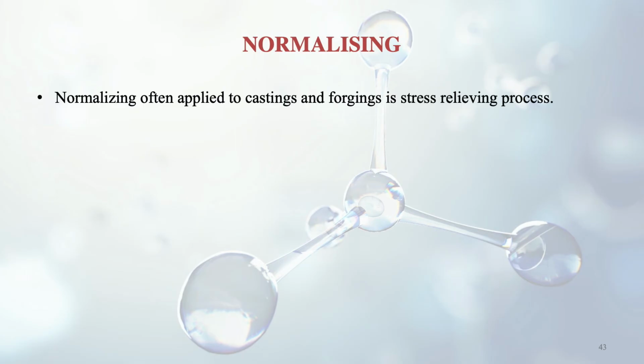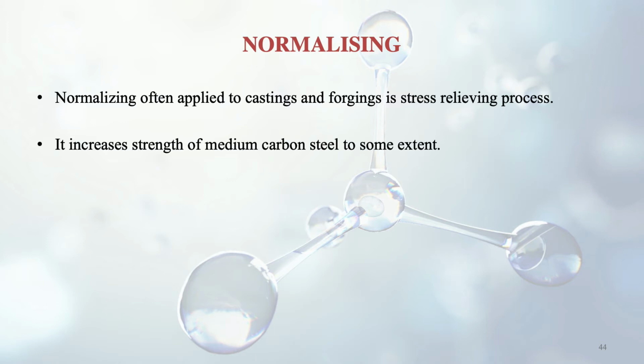Normalizing is often applied to castings and forgings, and why is it done? Because it relieves the stress. It also increases the strength of medium carbon steel to some extent. So medium carbon steel strength is increased by the normalizing process. So these are the benefits of this process.